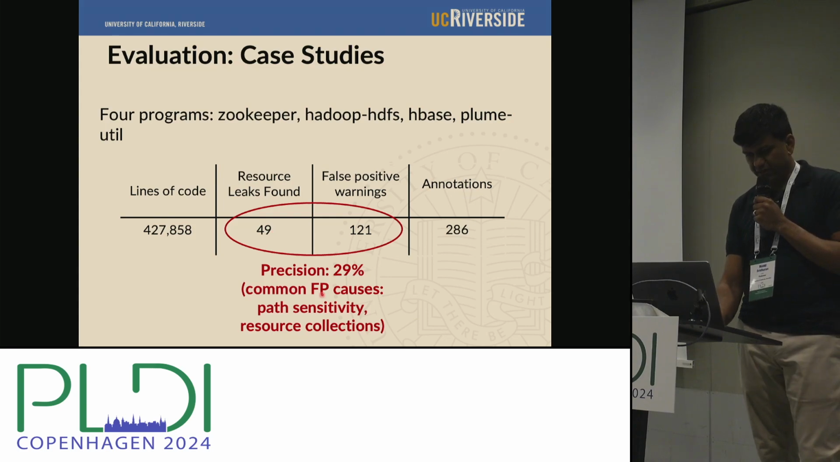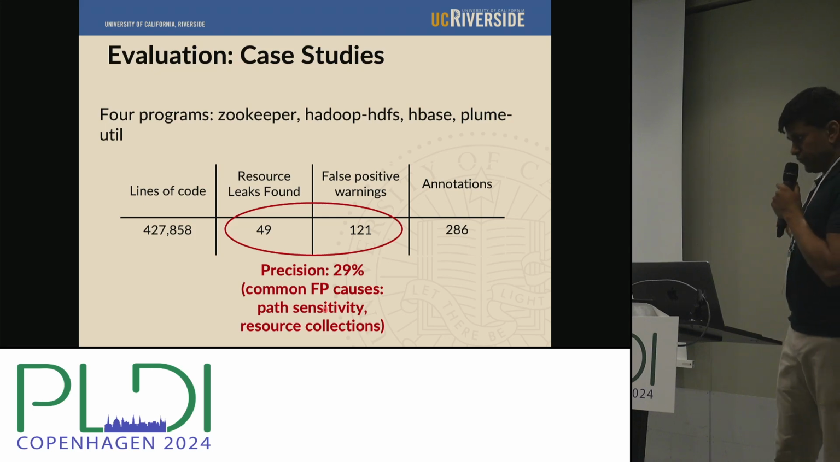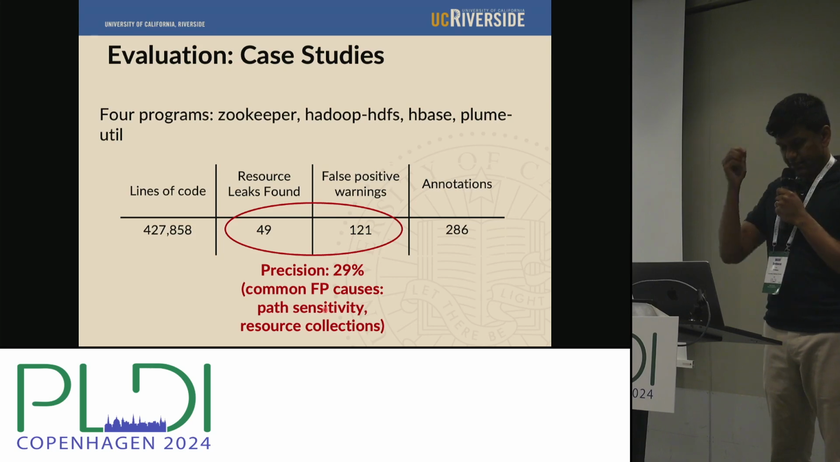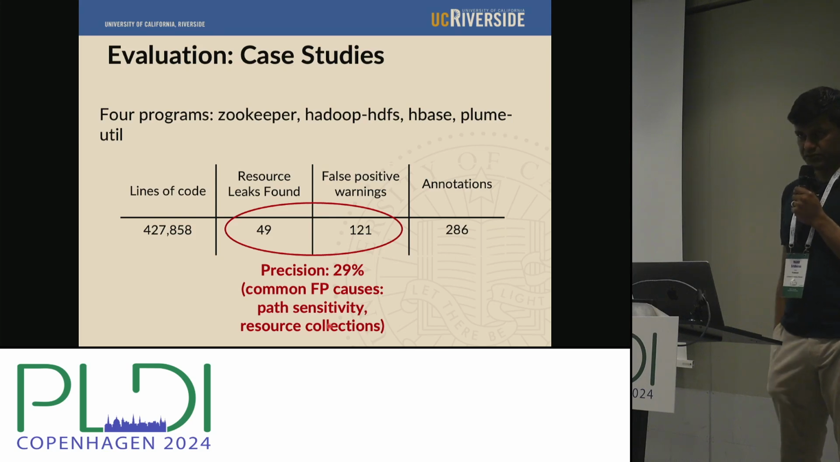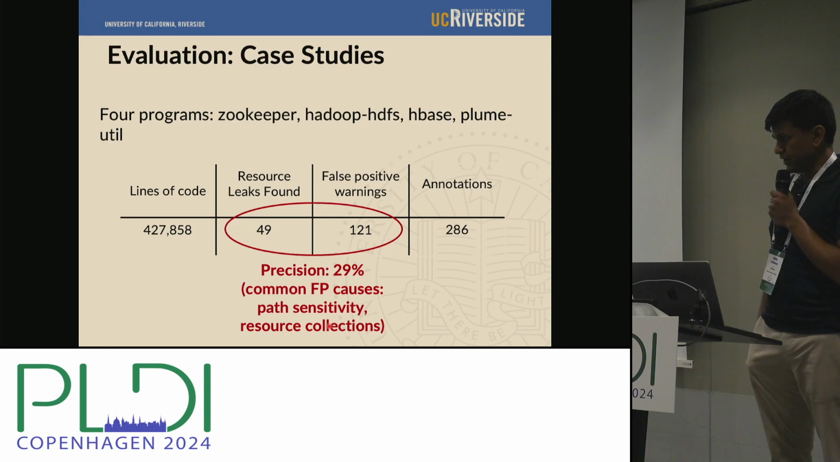Common causes that we saw were cases where you needed path sensitivity to prove that a leak wasn't happening. We don't have path-sensitive reasoning in our tool, at least not yet. Another big issue is collections of resources. If you have a list of sockets and then you iterate through all of them, we're actively working on this, but we didn't yet have a way to verify that kind of code pattern. So that's another cause of false positives.